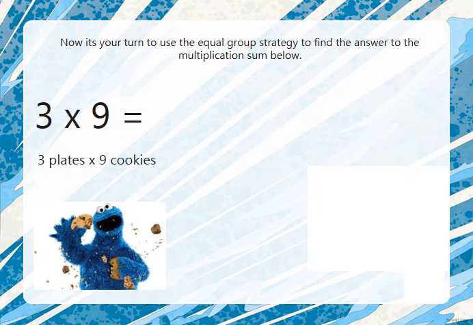Alright, here's your next question. The sum I want you to figure out is 3 times 9, or 3 plates of 9 cookies. Pause the video now so you can do the drawing of the equal groups.